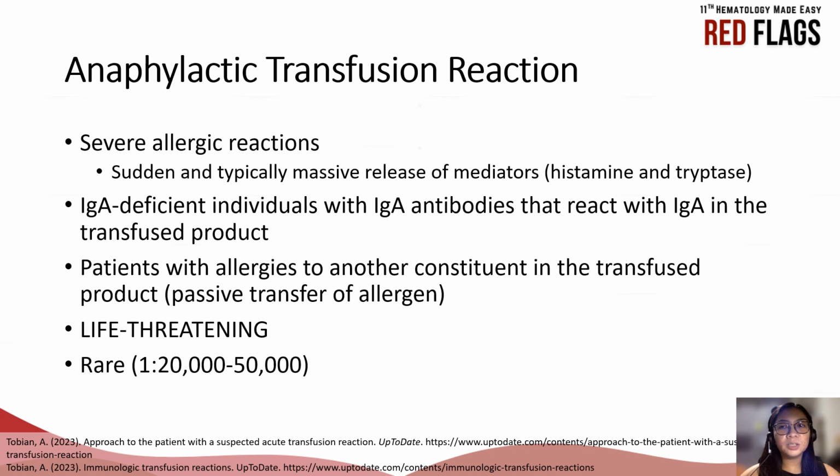They are severe allergic reactions and typically result from sudden and massive systemic release of mediators such as histamine and tryptase by mast cells and basophils in response to an IgE mediated or IgG mediated immune reaction. Anaphylactic reactions may occur in IgA deficient individuals who produce anti IgA antibodies that react with IgA in the transfused products, or patients who have allergies to another constituent in the transfused product. This is a potentially life threatening reaction, but it is relatively rare.